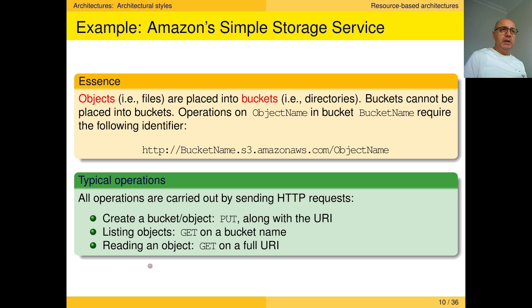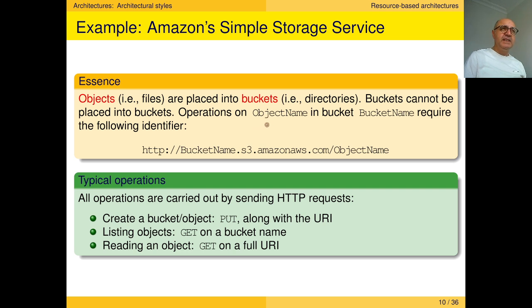For example, we can look at Amazon's S3 system. The S3 there stands for Simple Storage Service. So in Amazon's S3 system, there are two things: objects and buckets. The objects are typically, for example, the files, and the buckets are the directories. Note that you're not allowed to put a bucket in a bucket. So this is a very flat directory design, as you can guess.